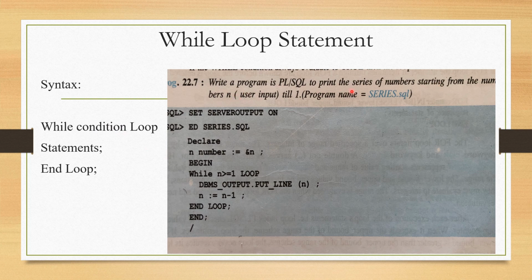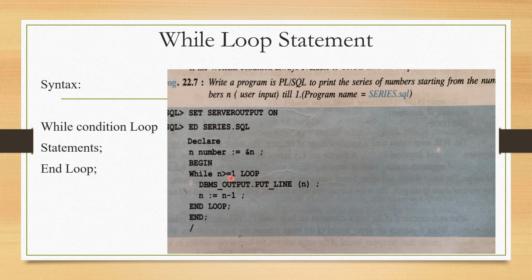Write a PL/SQL program to print the series of numbers starting from n, which will be entered by the user, till 1. So in the code, in the declare section, we are entering the value through the user. We take n, that is the variable name, then the data type, assignment operator, and then the reference variable name. That means we are fetching the value from the user, and in the begin section we are using a while loop, so we give the while keyword, then the condition. The condition is: when n is greater than or equal to 1, the loop should continue.